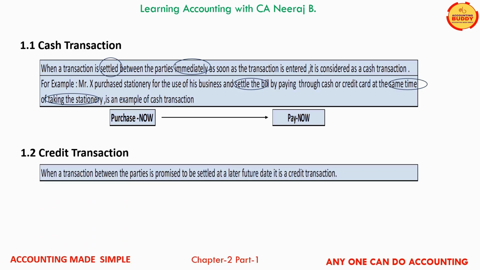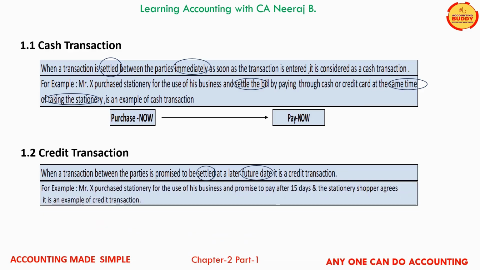A credit transaction is when both the parties agree to settle the business transaction at a future date. In the same earlier stationery purchase transaction, if Mr. X and the shopkeeper agree to settle the transaction after 15 days of purchase, it is a credit transaction. Therefore, a transaction is a credit transaction if you purchase now and pay later.